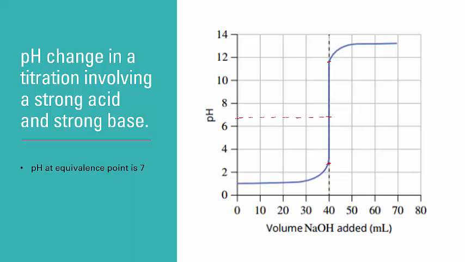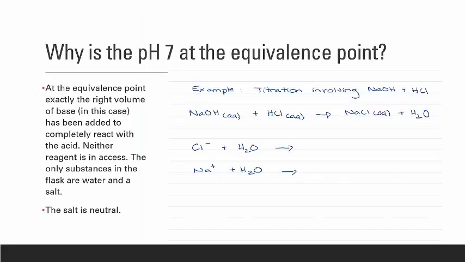Now, when we've got one of these graphs, we can work out the equivalence point of the titration by looking for the midpoint of that steep part of the curve. At the equivalence point, we've got exactly the right volume of base to completely react with the acid, so neither reagent is in excess. What that means is that at the equivalence point, the only substances in the flask are water and the salt that's produced in the reaction.